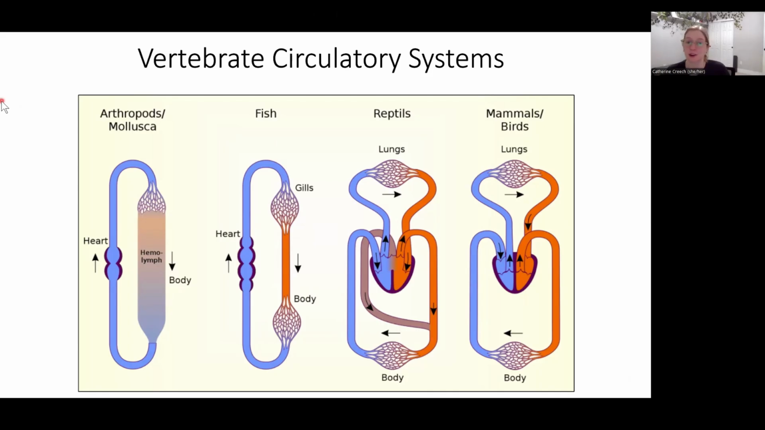Now, some of our arthropods and mollusks are going to have an open circulatory system. This is called an open circulatory system because the blood vessels don't fully close. Instead, when the heart pumps blood, it pumps it to a network, and then it oozes out of the network. And the blood is referred to as hemolymph.